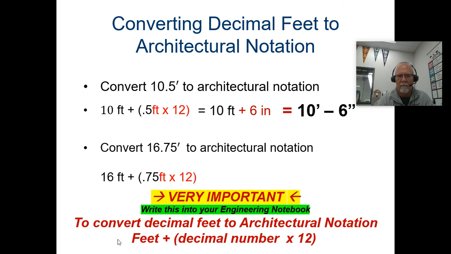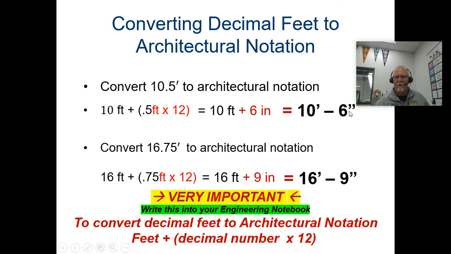We can do the same thing with 16.75 feet. Change that to architectural notation. We take 16 feet plus the 0.75 times 12 gives us 16 feet plus 9 inches. Write that in the proper notation, 16 feet 9 inches, 16 hyphen 9 inches. These are the answers that we're looking for. When you correctly write something in architectural notation, you'll write your feet hyphen inches.